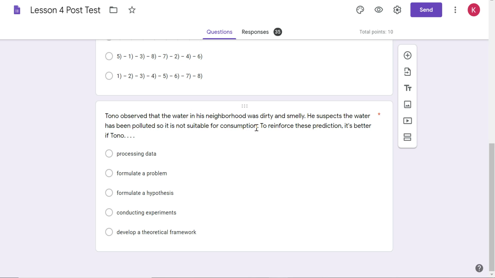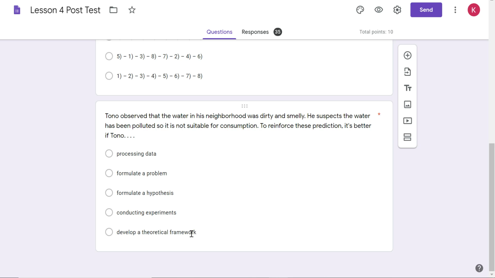But after that, what should Tono do? Of course, after he's identified the problem, he should make the hypothesis. Maybe you can answer directly, formulate the hypothesis, but it is not. Before he formulates a hypothesis, Tono has to first research theoretically about the water and about the waste, the pollution that can be in the water. So he has to research first about the water itself and the pollution itself. So what Tono should do after this one is develop a theoretical framework first.